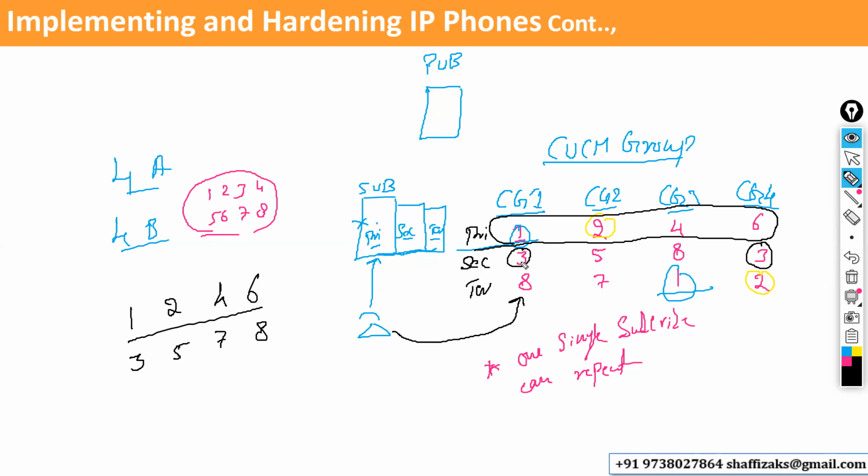Okay. In your scenario, here it's down. This is also down. Right? Now where is the phone registered? In 3. Where is the phone registered? In 4, right? Why is it coming to 1?